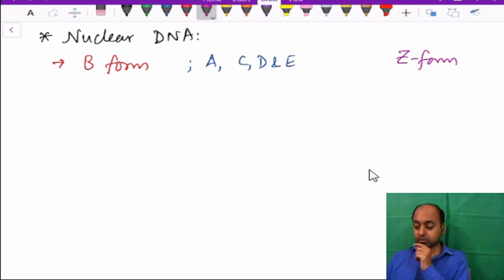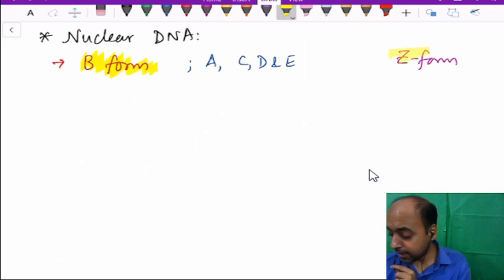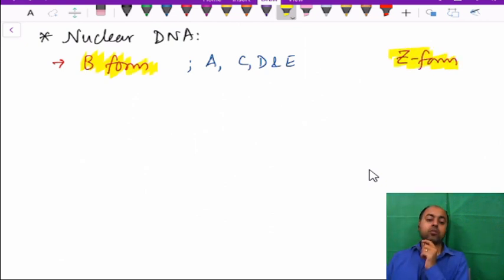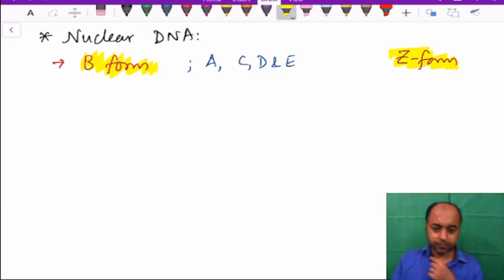So the two common forms are the B form and the Z form of DNA. The others, A, C, D, and E, are quite rare. Let us first talk quickly about the B form DNA, and then we come back. Then we talk a little bit about the Z form DNA.